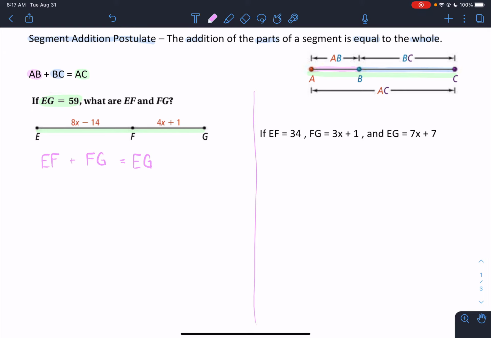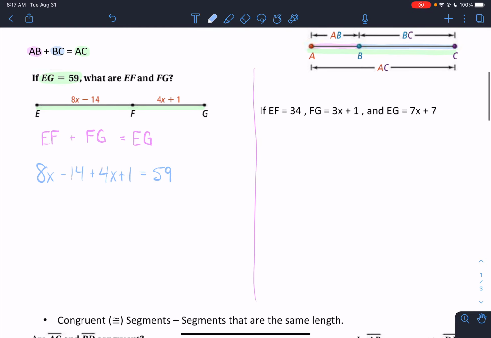Once I'm there, then I can go ahead and substitute in my values. So I can plug in EF as 8x minus 14. FG is 4x plus 1. And then EG is going to end up being 59. I can combine my like terms. Get 12x minus 13 is equal to 59. I can add the 13 to the other side to get 72. And then divide both sides by 12. And I'll end up with 6.